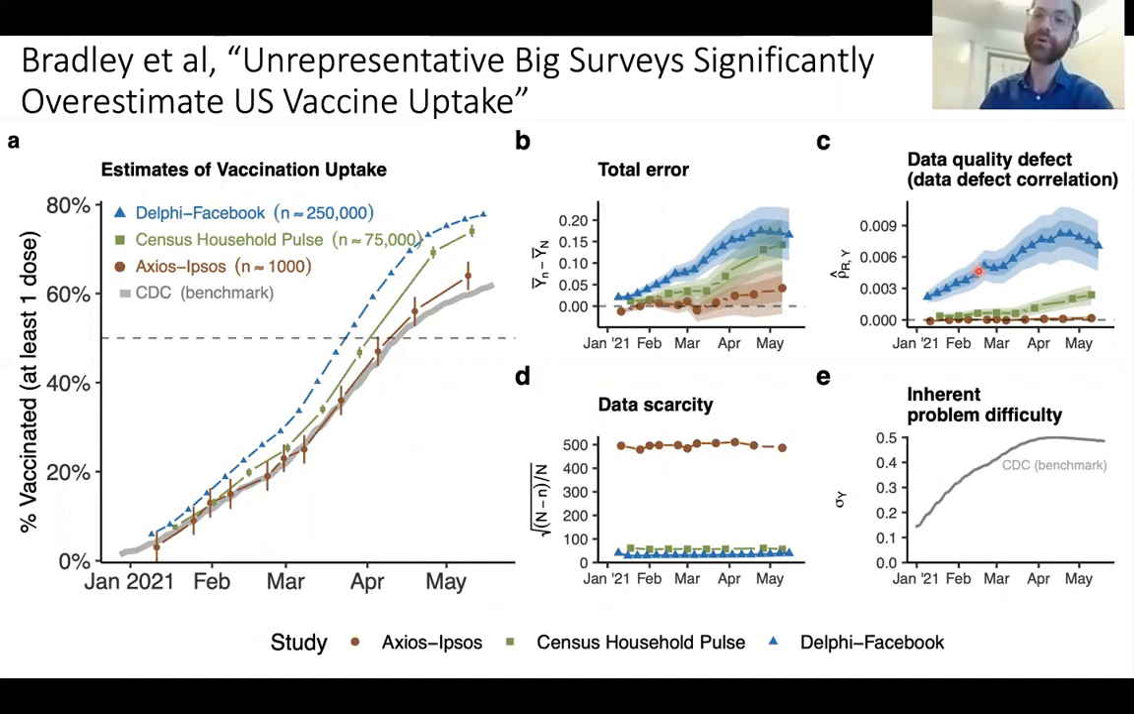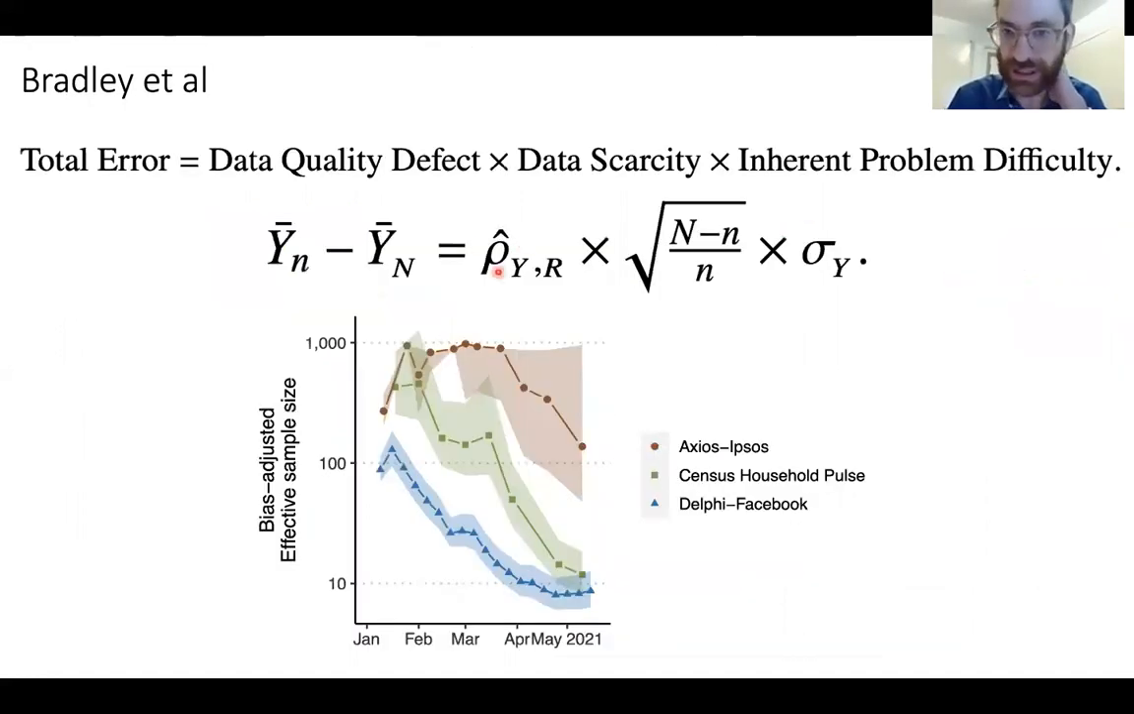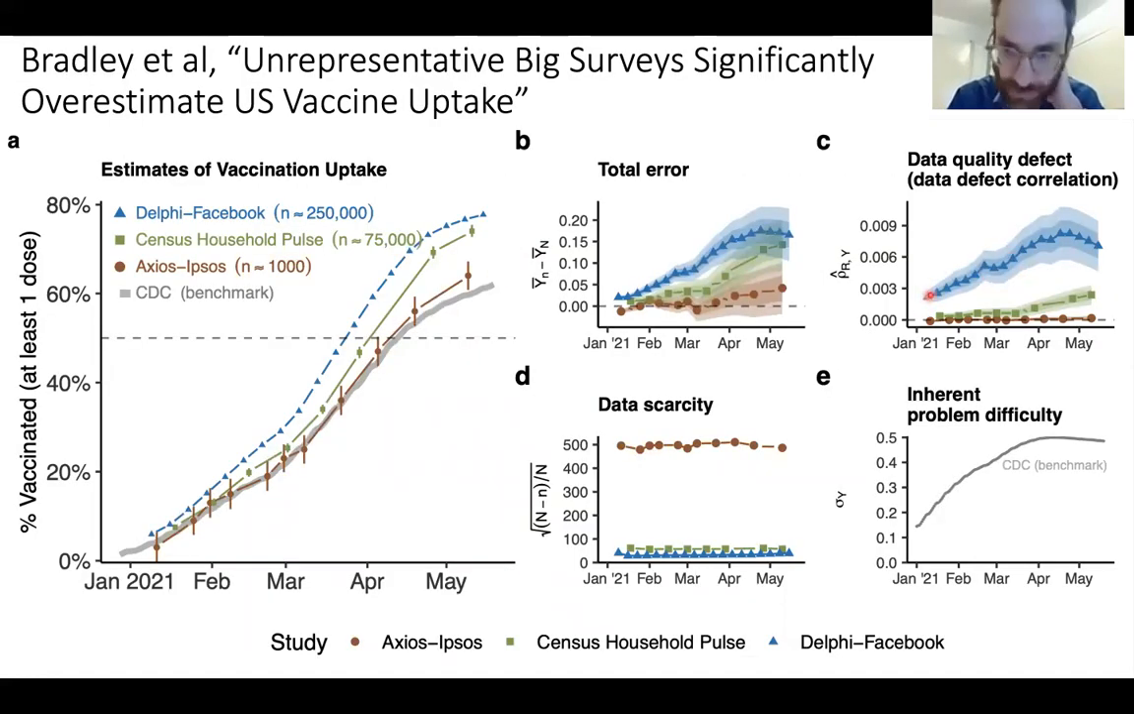So if people who are vaccinated are more likely to respond, that will significantly bias the estimates. If people who are vaccine hesitant are less likely to respond, that will potentially significantly bias the estimates. So we don't have one single explanation like that, but that's an example of what could be driving the high data defect correlation measure of data quality, this term here, and it's highest for Facebook. Precisely because Facebook has the biggest sample size.